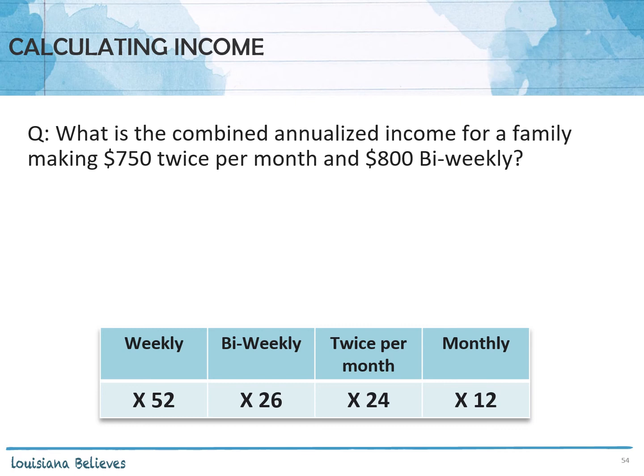Example number 3. What is the combined annualized income for a family making $750 twice per month and $800 biweekly?